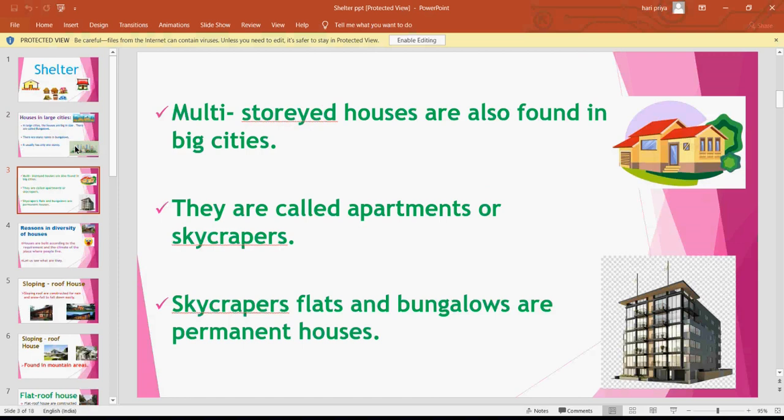And we also came across two terms called permanent house and temporary house, right? Yes. So, can you tell the difference between the permanent and temporary house? Why are we calling bungalows, flats, apartments permanent houses? What is the reason?